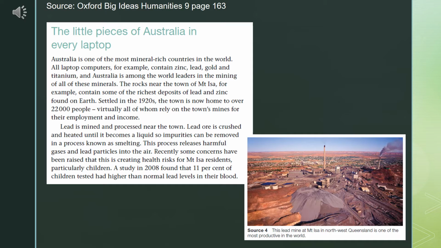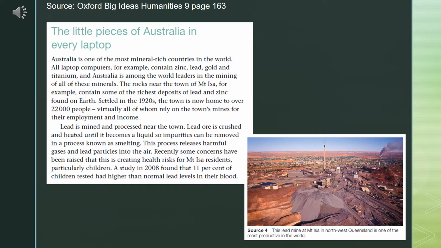The rocks near the town of Mount Isa, for example, contain some of the richest deposits of lead and zinc found on Earth. Settled in the 1920s, the town is now home to over 22,000 people, virtually all of whom rely on the town's mines for their employment and income.